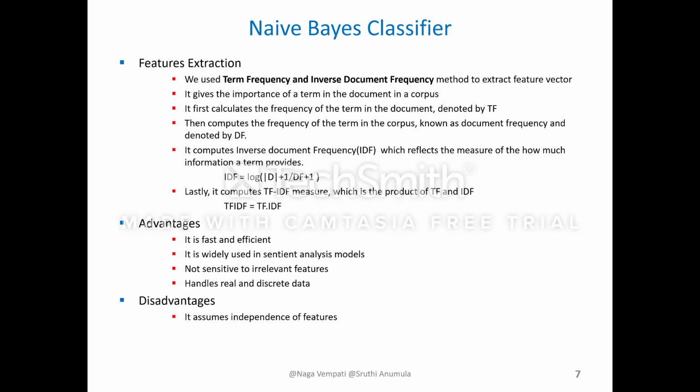The advantages of using naive Bayes classifier are: it's fast and efficient. It is used in multi-class classifications. It is widely used in sentiment analysis models. It is not sensitive to irrelevant features, and it can handle real data. The main disadvantage of this model is that it assumes independence of features, which might not be the case in some scenarios.